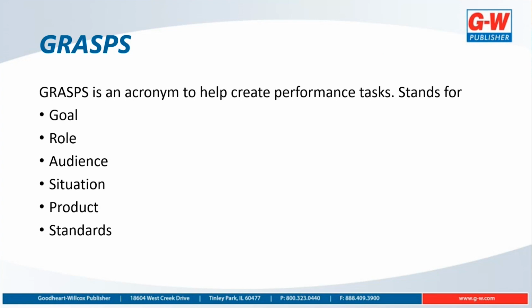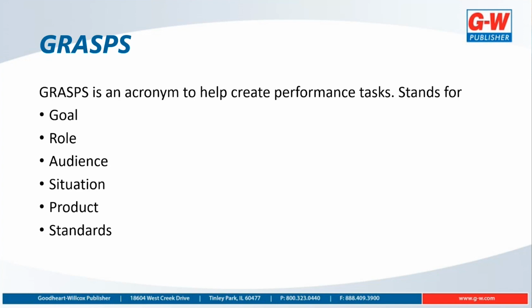And then to help create authentic performance tasks, because sometimes those are really difficult to come up with, McTighe and Wiggins recommend using a simple acronym, which is GRASPS, which stands for goals, role, audience, situation, product, and standards. So if you're creating a performance task and you're like, I don't know how to do this, or I'm really stuck, you can ask yourself, okay, what is your goal or task? What are they going to be doing?